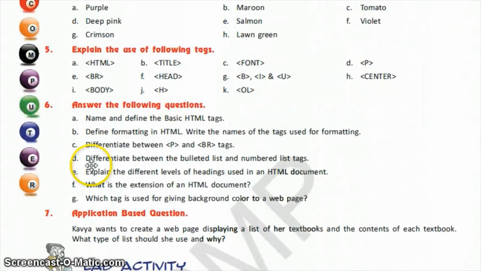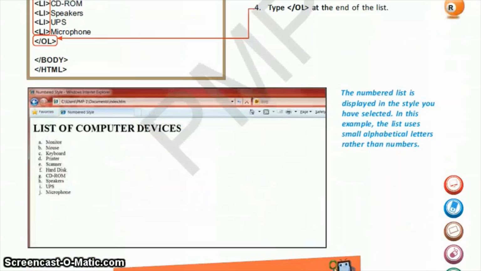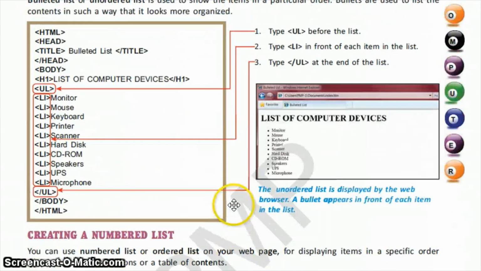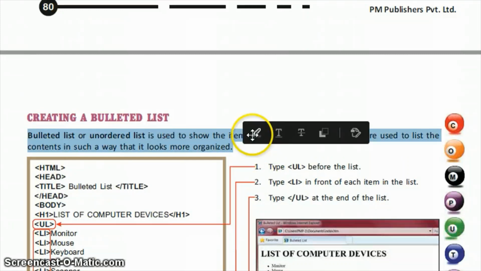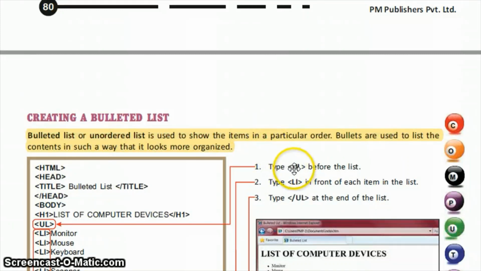Now let us move to the next question: differentiate between the bulleted list and numbered list tags. The answer is on page number 81. So bulleted list is unordered list. It is used to show items in a particular order. Bullets are used to list the content in such a way that it looks more organized. And the tag for this is UL, unordered list.